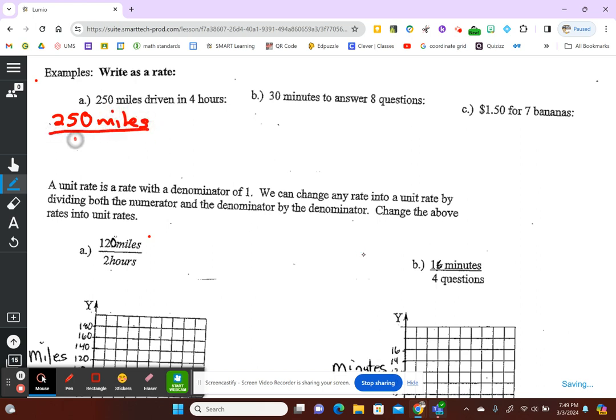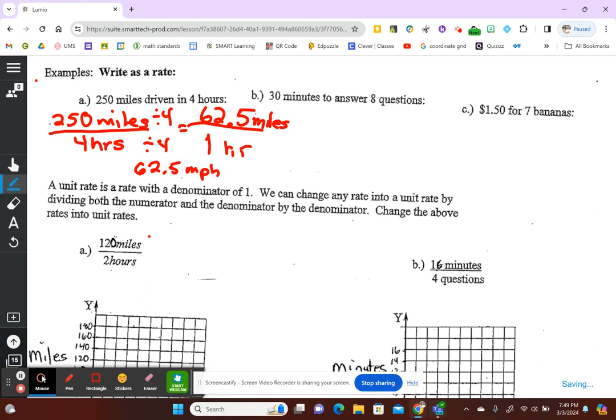So 250 miles in 4 hours. Now we want to divide the top by 4 and the bottom by 4 because we want the denominator to be 1 hour and thus a unit rate. So 250 divided by 4: 4 goes into 25 6 times with a remainder of 1. 4 goes into 10 2 times with a remainder of 2, and 4 goes into 20 5 times. So it's 62.5 miles per 1 hour. You can write it as miles over 1 hour, or as it's commonly written, miles per hour.